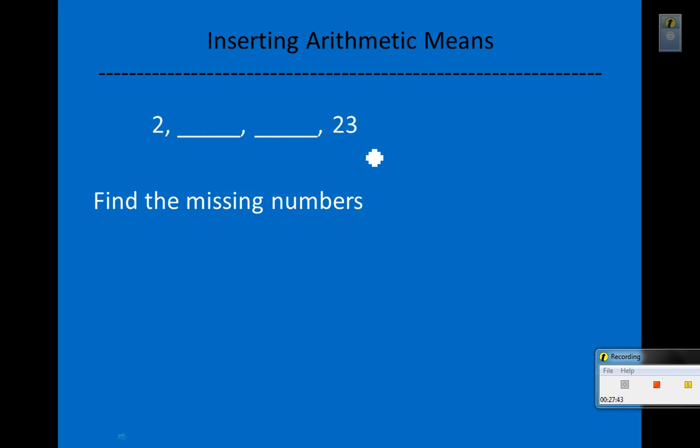This one's not a bad one to do by trial and error. But let me show you how to do it. Remember that formula from earlier, that arithmetic sequence? That's what I'm going to use. So I've got a sub n equal a sub 1 plus d times n minus 1.